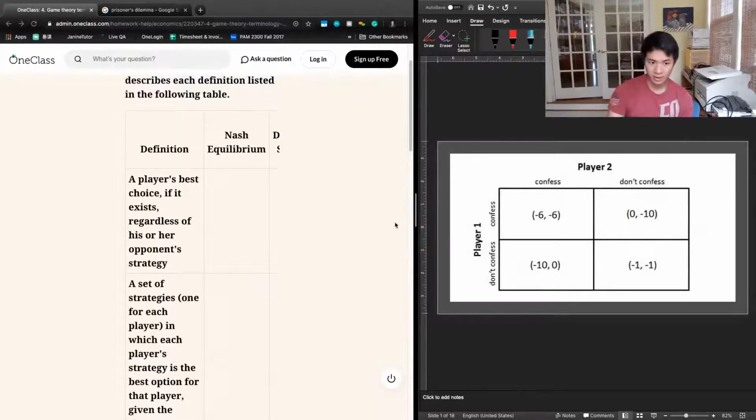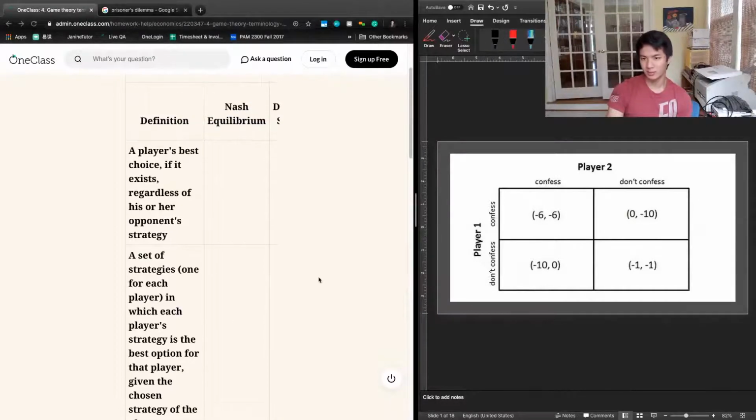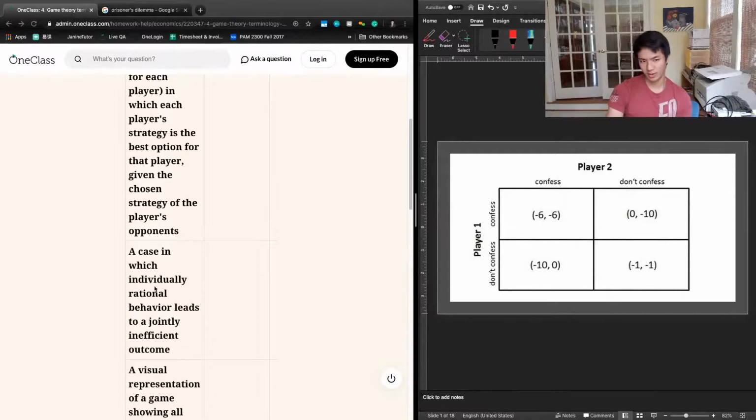If they could collude and work together, they would say, let's both not confess, and we would get to this optimal outcome of only serving 1 year in jail each. And yet, because they can't collude and can't communicate, the optimal strategy for both is to confess, and they'll end up in this square over here where they both serve 6 years in jail. That outcome of this kind of payoff matrix game is what we call prisoner's dilemma. And that is the answer for this third definition.